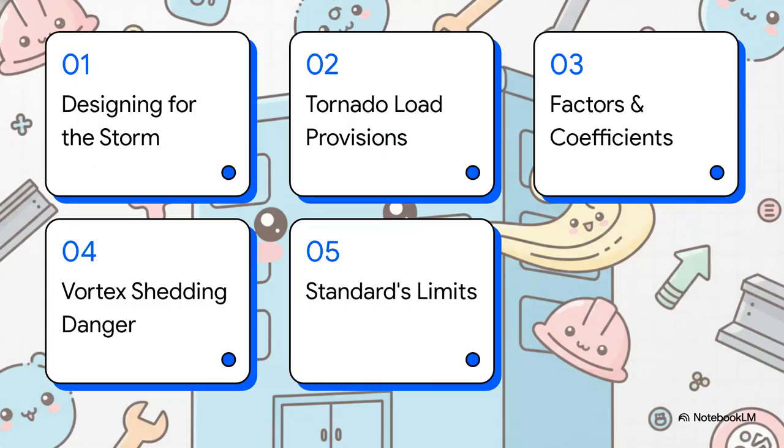To make sense of all this dense information, we're going to follow a highly structured blueprint today. We'll hit 5 main areas: designing for the storm, the new tornado load provisions, updating factors and coefficients, the real danger of vortex shedding, and finally, knowing the standard's limits. Let's get right into it.